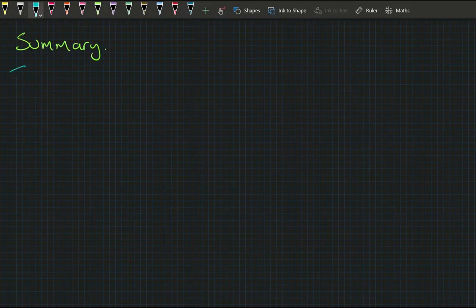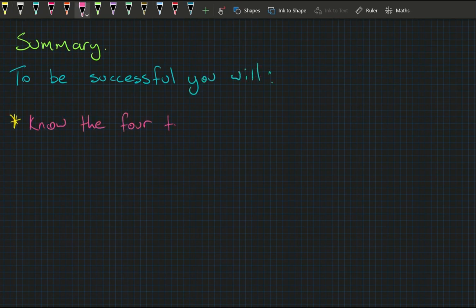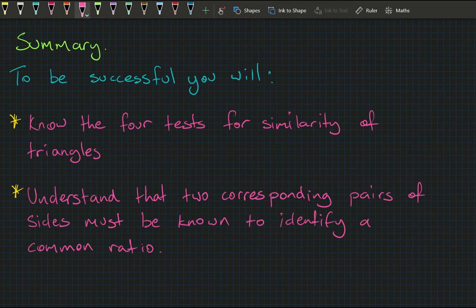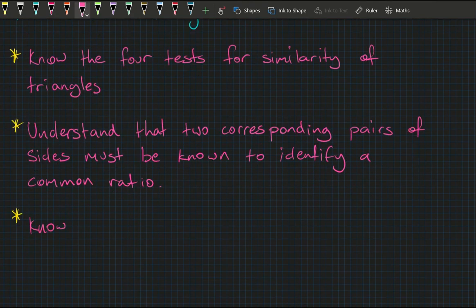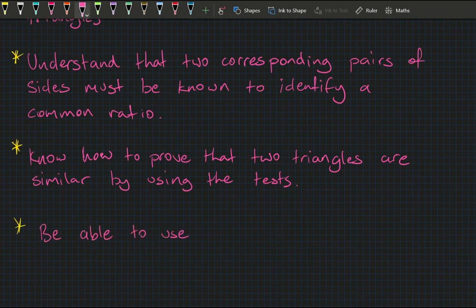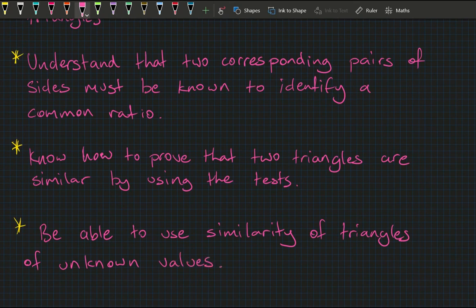Alright, so to be successful in this lesson, you will know the 4 tests for similarity of triangles, understand that 2 corresponding pairs of sides must be known to identify a common ratio, know how to prove that 2 triangles are similar by using the tests, and finally, be able to use similarity of triangles to find unknown values. So make sure you're confident with each of those points.